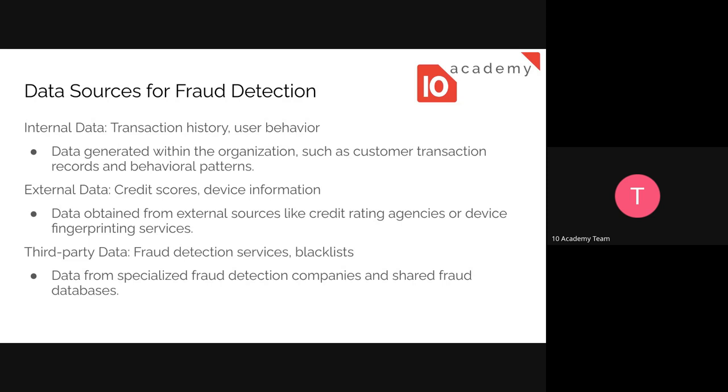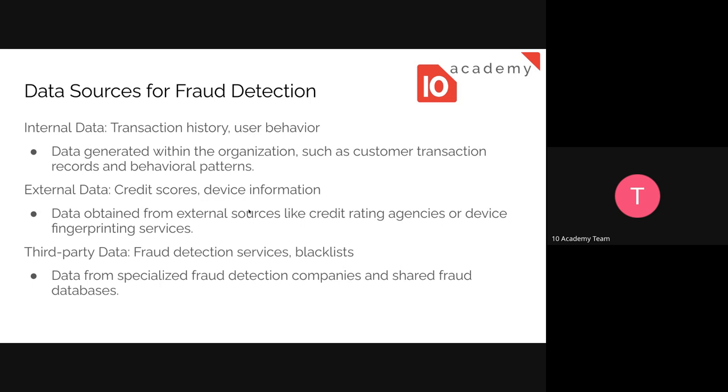The other is data sources for fraud detection. The data that we're going to use for fraud detection might come from different sources. These are the three examples. The first one is internal source. It is transaction history and user behavior, data generated within the organization, such as customer transaction records and behavioral patterns. This data all came from the internal transaction history and the user behavior, the user information that the company will have in their own internal database. The external data is a credit score, like you did last week or week five.